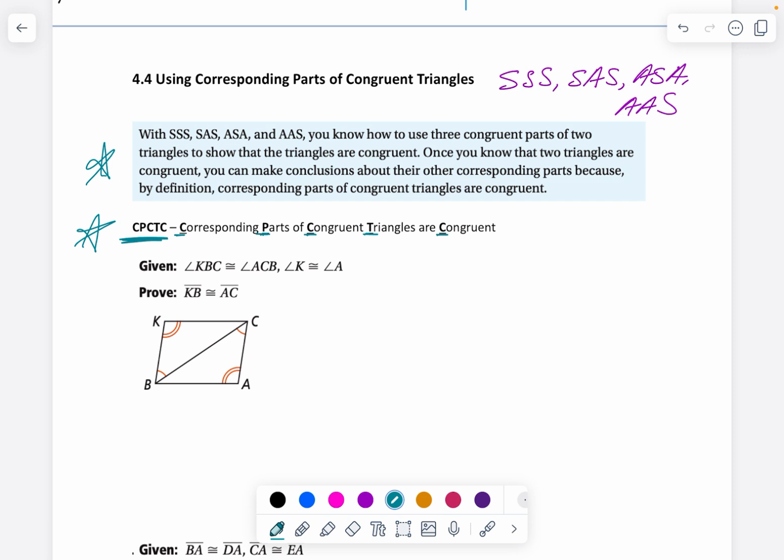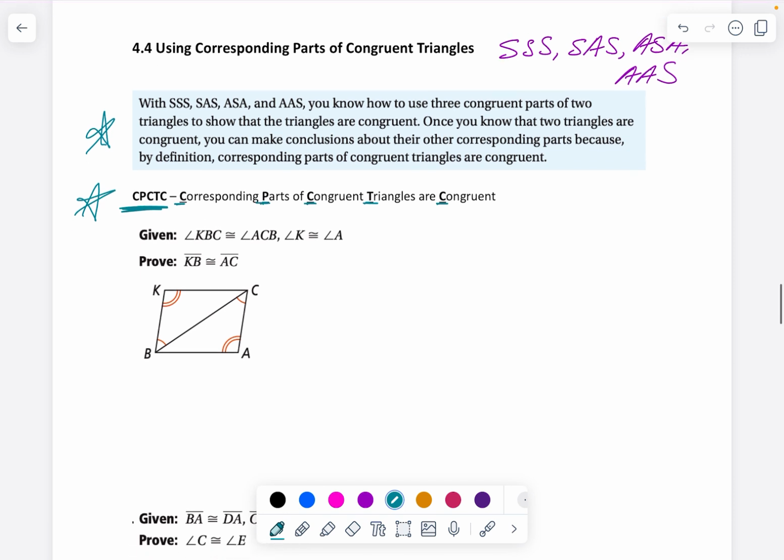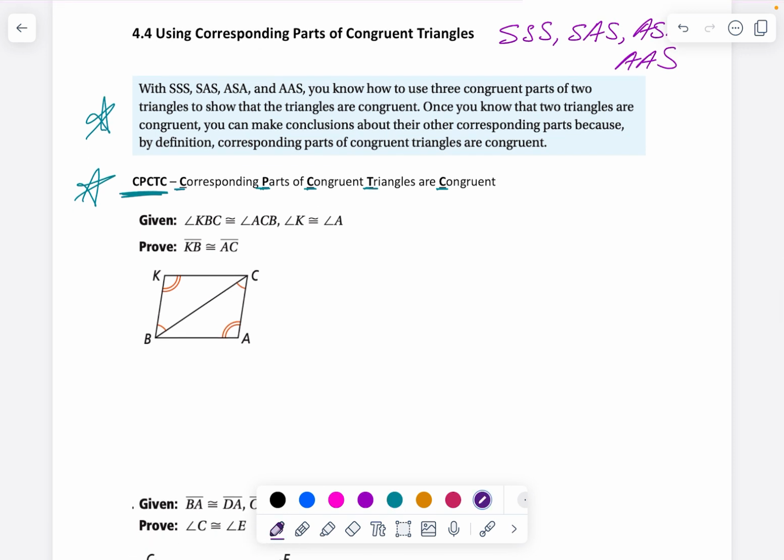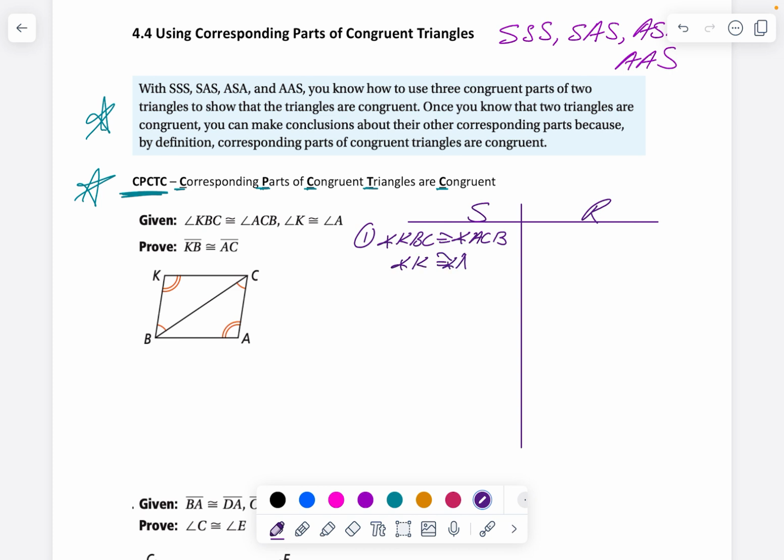So the proofs are going to look very similar. We are still proving triangles congruent, but then we're going to take it one more step and talk about a set of corresponding parts of those congruent triangles. So let's do this. We're going to start with writing our givens. Angle KBC congruent to angle ACB, and angle K congruent to angle A. That's our given. Normally we would mark the picture, but the picture's already marked. So everything's marked on the picture.